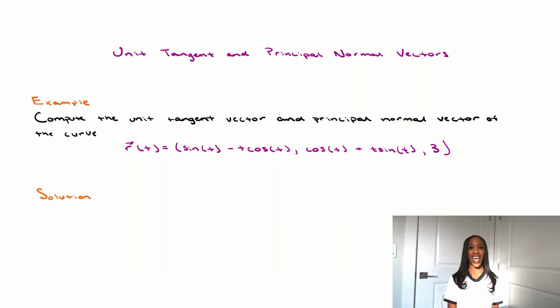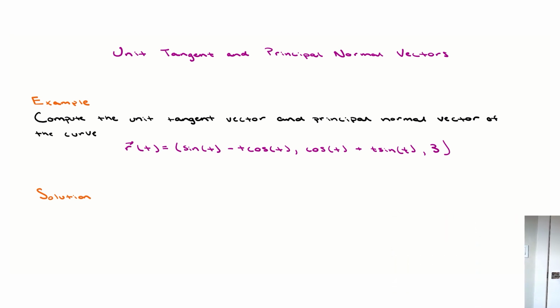I'm Coach T, and in this tutorial, we'll be calculating the unit tangent and principal normal vectors. Let's get started. Here's our example. It tells us to compute the unit tangent vector and the principal normal vector of the curve r of t equals sine of t minus t cosine of t, cosine of t plus t sine of t, 3. So we'll go ahead and start with computing the unit tangent vector first.